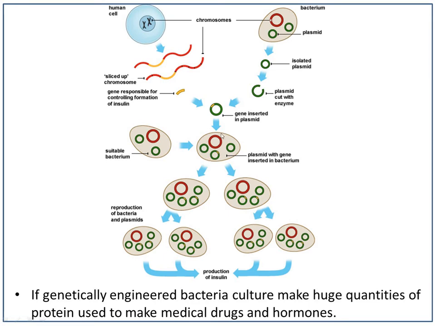gene. When that bacterium reproduces, each of those bacteria will then have the insulin gene, and so on. They'll keep on reproducing. So then you have many bacteria which all produce insulin. If genetically engineered bacteria are cultured, they can make huge quantities of protein used to make medical drugs and hormones.